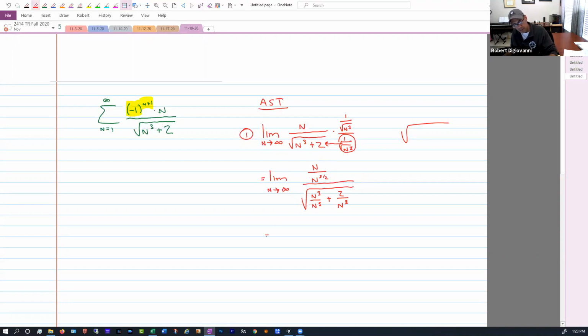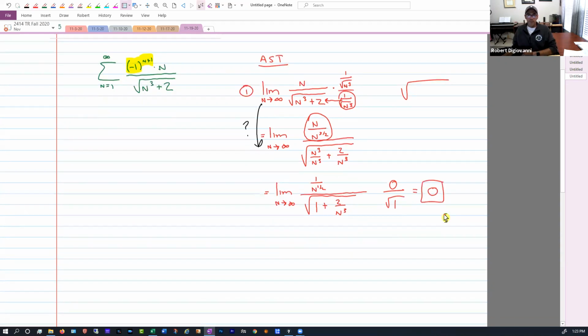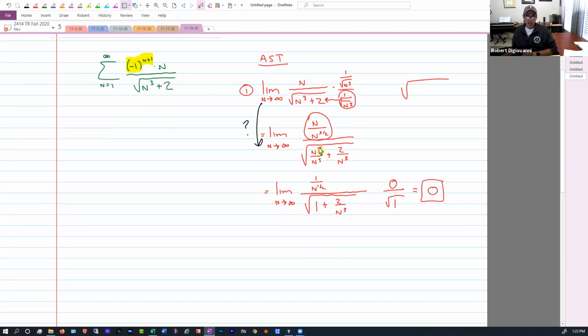And what winds up happening there, if you're not understanding that step from here to here, just get with me later on that. On the top, we get 1 over n to the 1/2. So that's what happens when I simplify this. And then on the bottom, I get the square root of 1 plus 2 over n cubed. Now when I let n go to infinity, I get 0 on top. On the bottom, I get the square root of 1, because this 2 over n cubed goes to 0. So we just get 0. So this limit is 0.